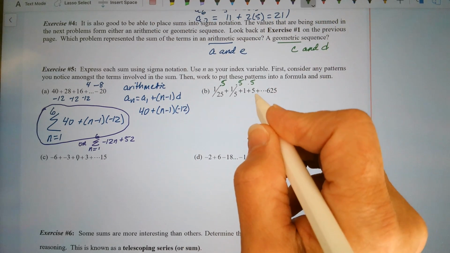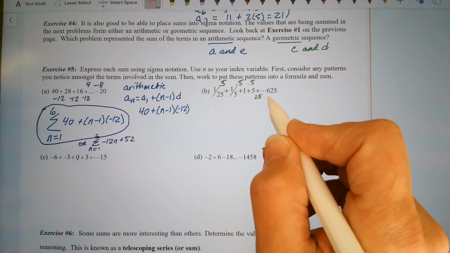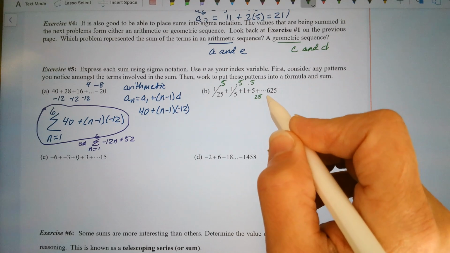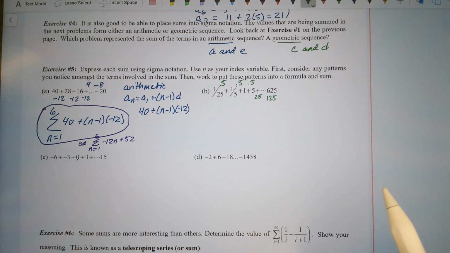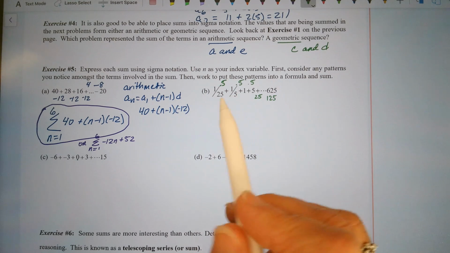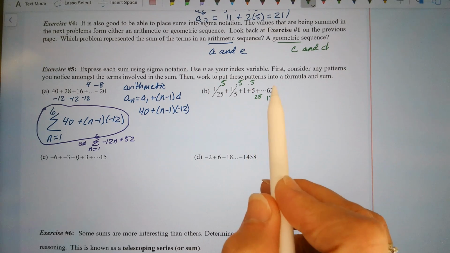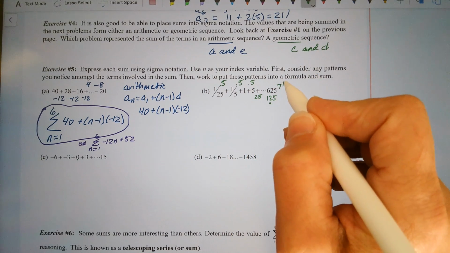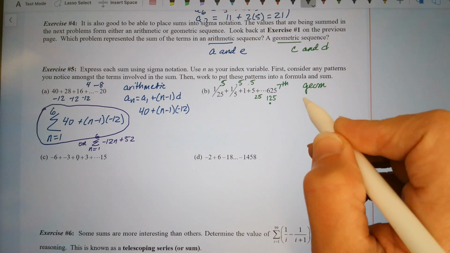Go down here. And then 5 times 25 is 125. And then 5 times 125 is 625. Okay, so what number term is 625? Well, first, second, third, fourth, fifth, sixth, seventh. So 125 is the seventh term. We're multiplying, so this is definitely geometric.